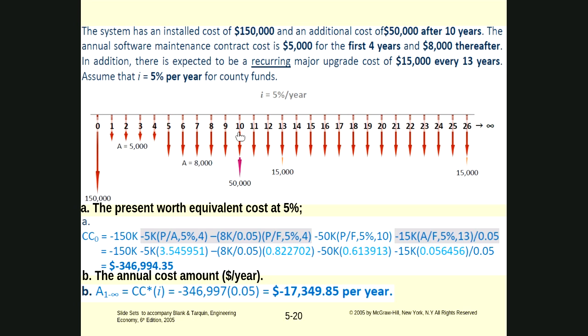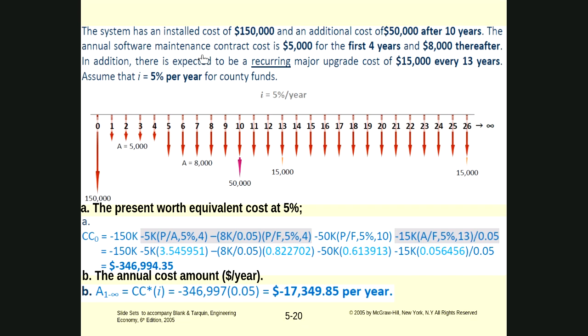P given F for 10 years multiplied with the 50,000. Yes, all of you. Thank you. That's correct. Okay. Moving on.